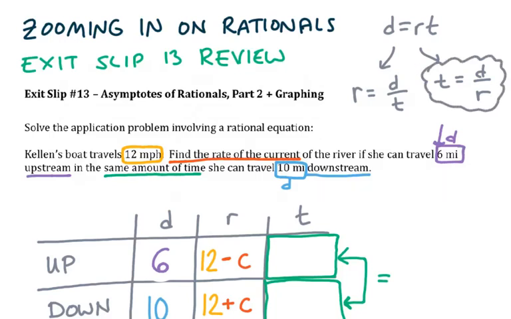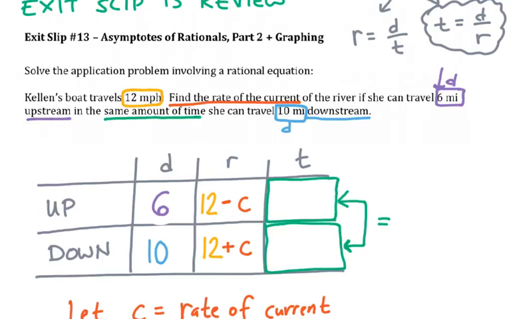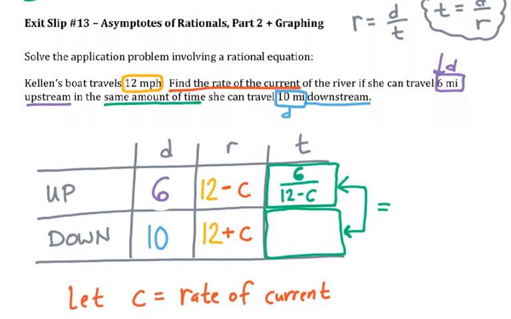So since we have symbolic representations for distance and rate, I'm just going to fill in my time block by saying that time is distance over rate. So in the upstream case, it's distance of 6 divided by rate of 12 minus c. And for downstream, it's going to be that distance, 10, divided by the rate down, which is 12 plus c.